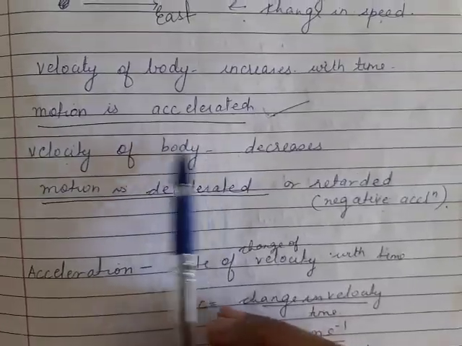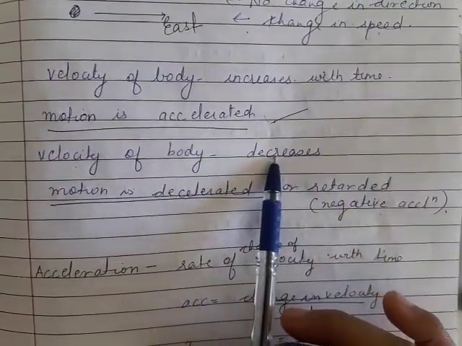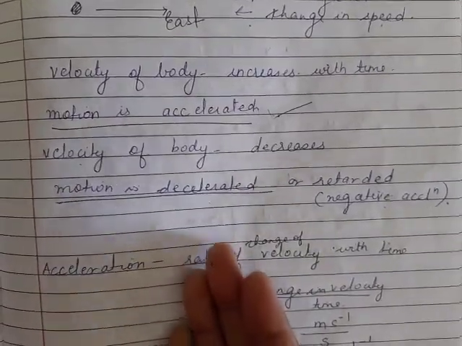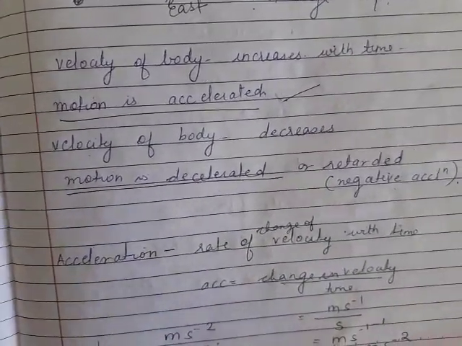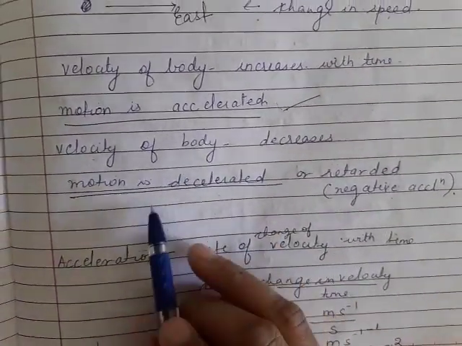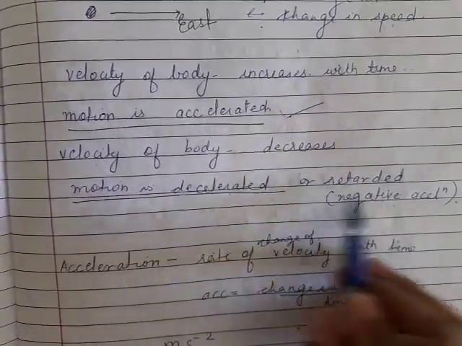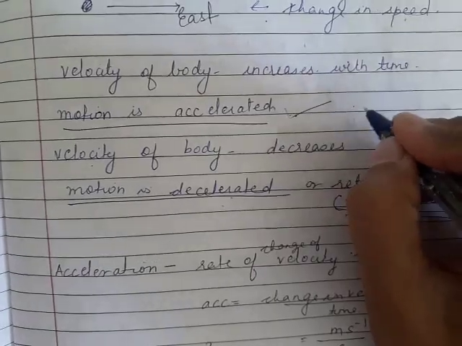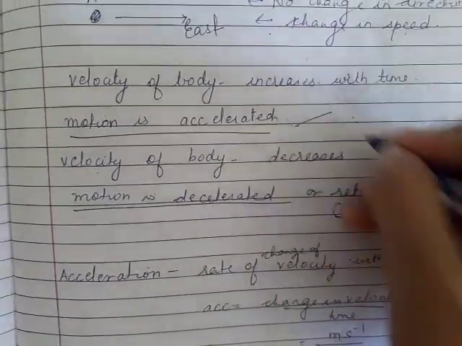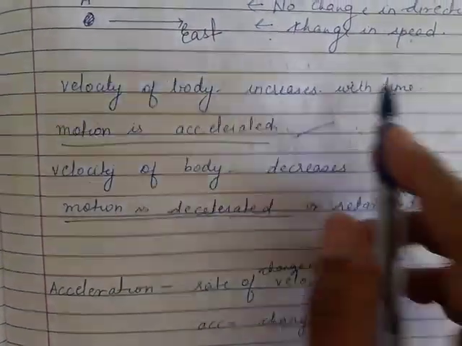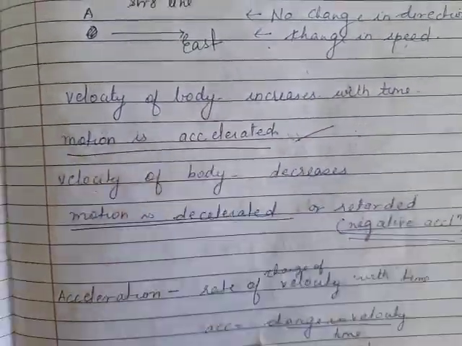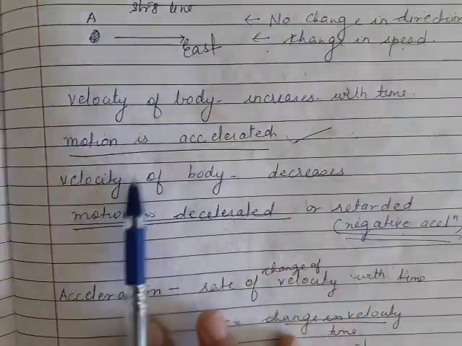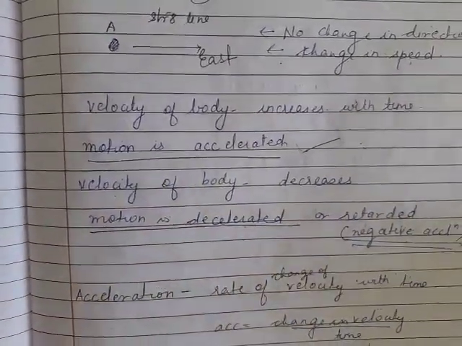Once again, if the velocity of the body decreases, like when you come from an uncrowded road to a crowded or busy road, the vehicle's velocity has decreased. So the motion is decelerated or retarded, or we call it negative acceleration. This is called positive acceleration and this is negative acceleration. I hope it is clear what velocity of the body is, and how the motion is accelerated or decelerated.